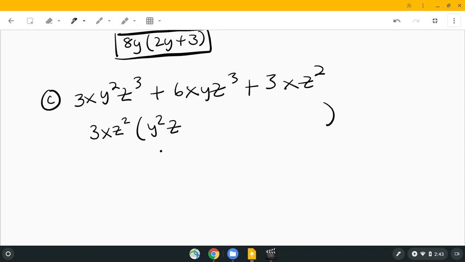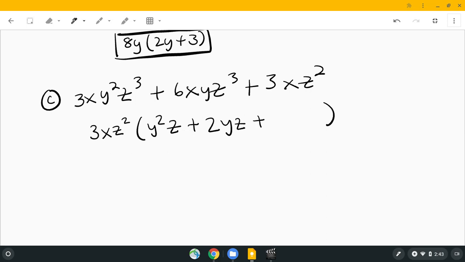And if I multiply this out, I would get 3x y squared z cubed. Okay. Over here, 3 times 2. I already have the x. I need a y, and I need one more z. And if I check, 3 times 2 is 6. And then I have x, and I have y, and then I have z squared times z1 is z cubed.